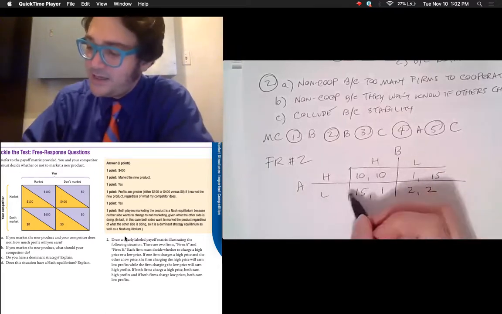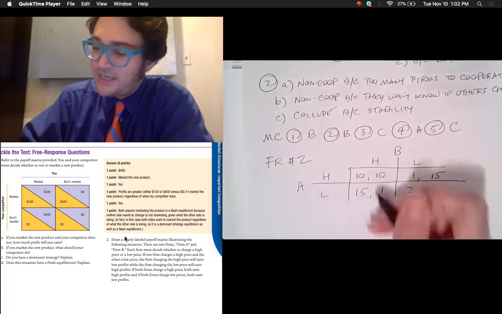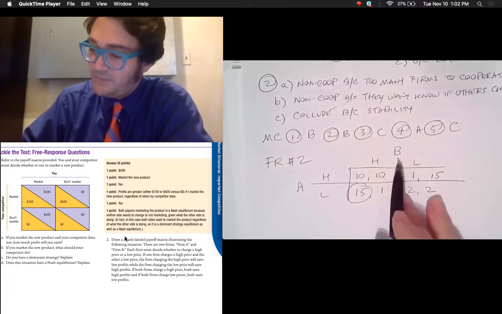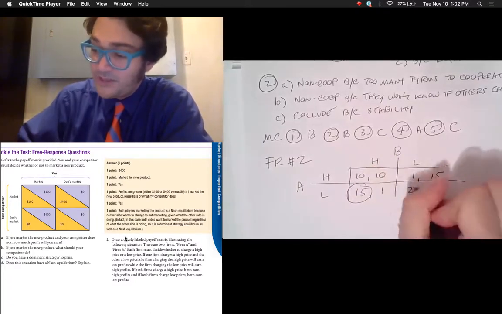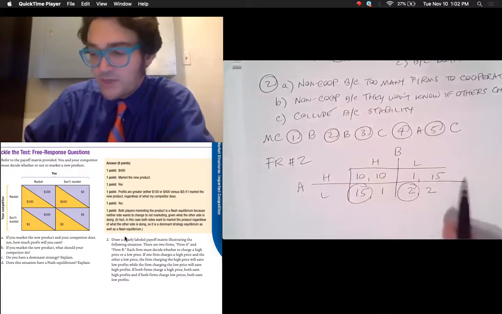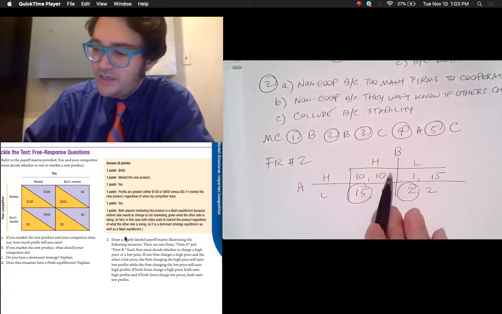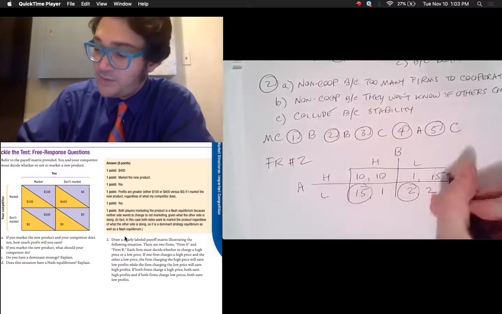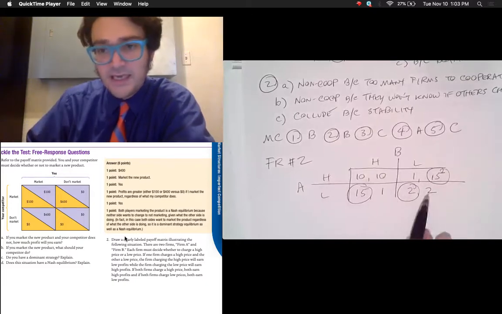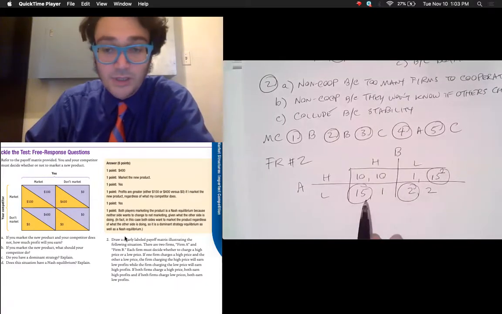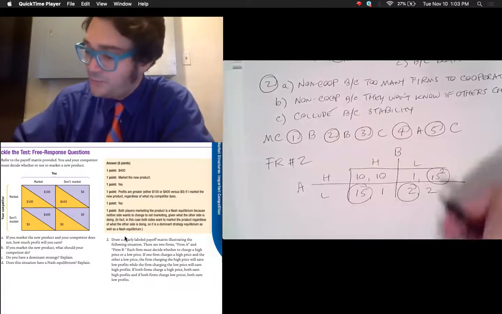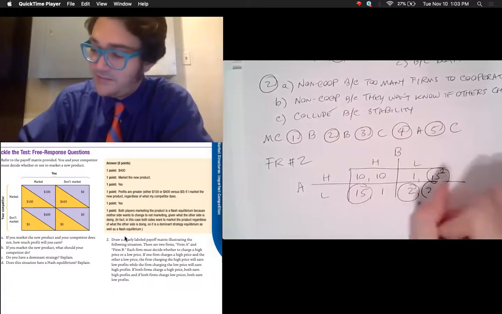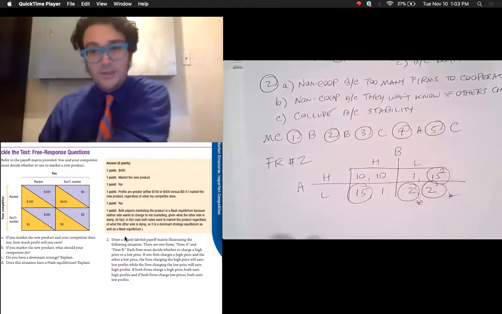So A, if they think B is going to go high, then A will go low and get 15. If B goes low, then A will go low and get 2. And likewise, that's also true. If B thinks that A will go high, then B will go low and get 15. And if B thinks A will go low, which they will, then they should go for 2. And so they both have a Nash equilibrium in low. Well, of course they do.